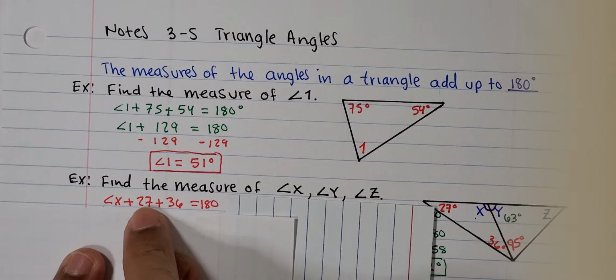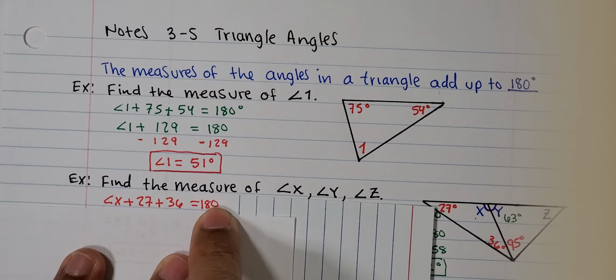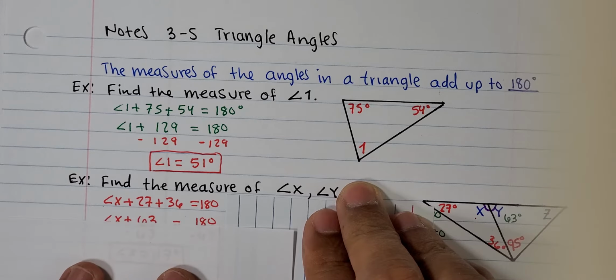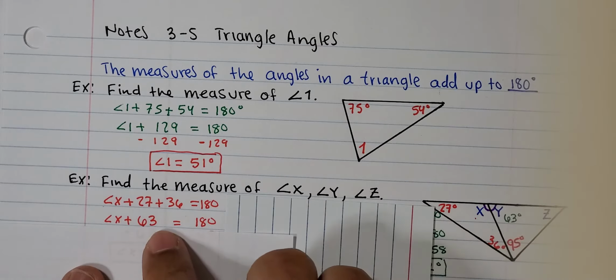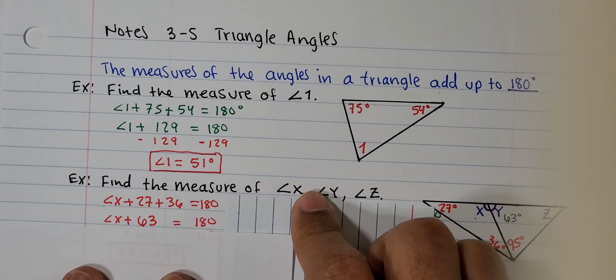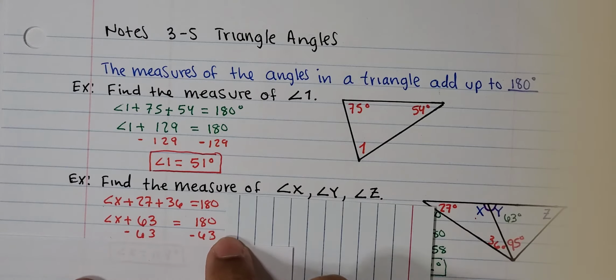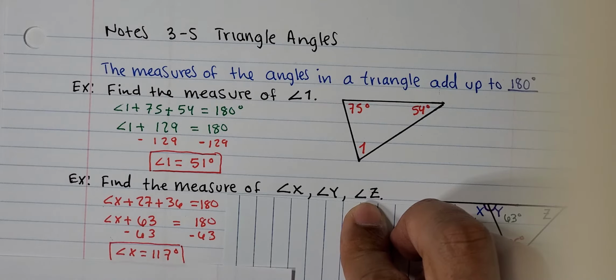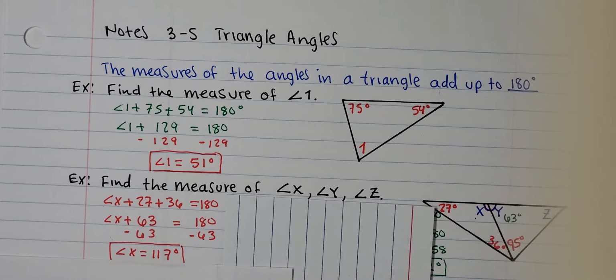So angle X plus 27 plus 36 equals 180. Then I add 27 plus 36, and that adds to 63. Next, since I want to find the measure of angle X, I'm going to subtract 63 from both sides, right? So then when I do that, 180 minus 63 gives me 117 degrees. So then the measure of angle X is 117 degrees. So let's go ahead and find now the measure of angle Y.